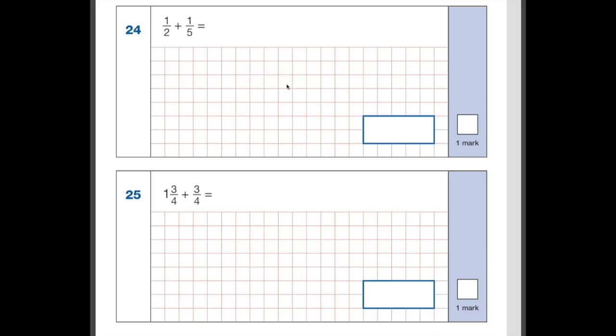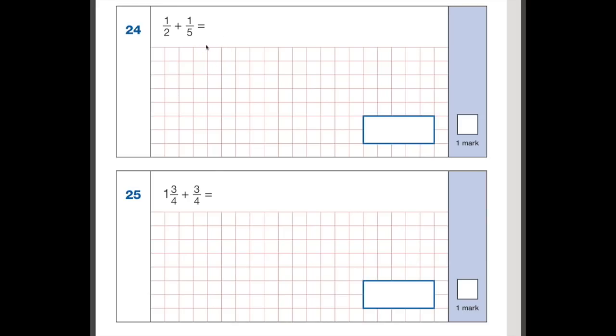Okay, with 24 we have another example of adding fractions with different denominators. So what we need to do is convert one of these, or both of them in this case, to the same number. So at the moment we can't do anything to a half to turn it into fifths, because you can't express half in fifths. It would be 2.5 fifths, which we don't do in fractions.